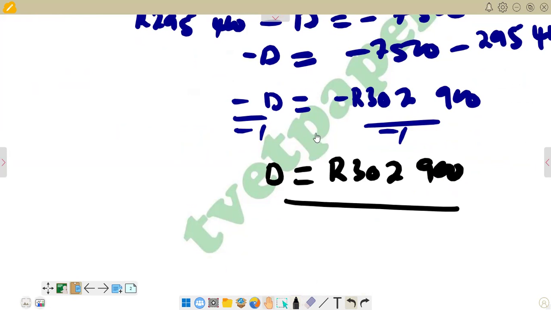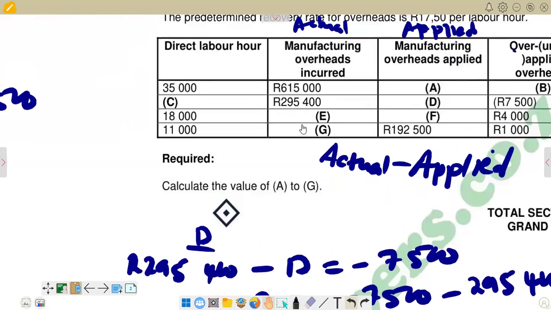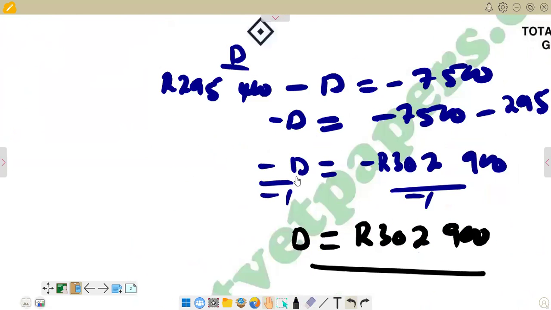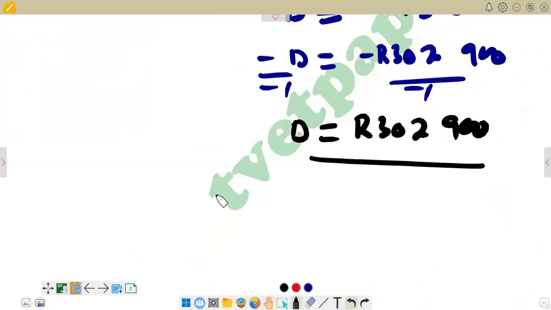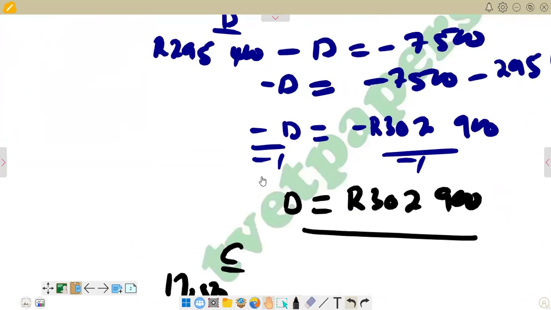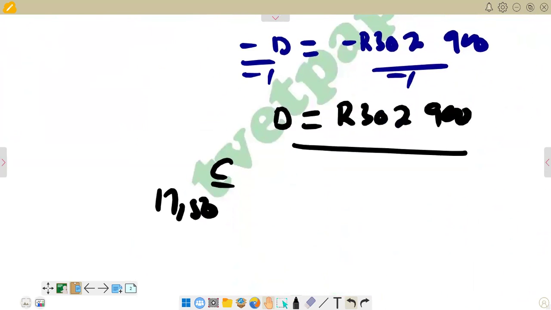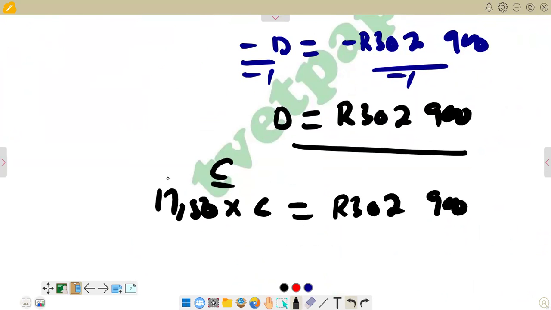So if we can identify our D, we can now find our C. To find our C, we are using the formula saying 17 rand 50 times C is equal to our D. So we are saying 17 rand 50, then we multiply by our C, so times C is equal to our D, which is 302,900. So this is what we have.